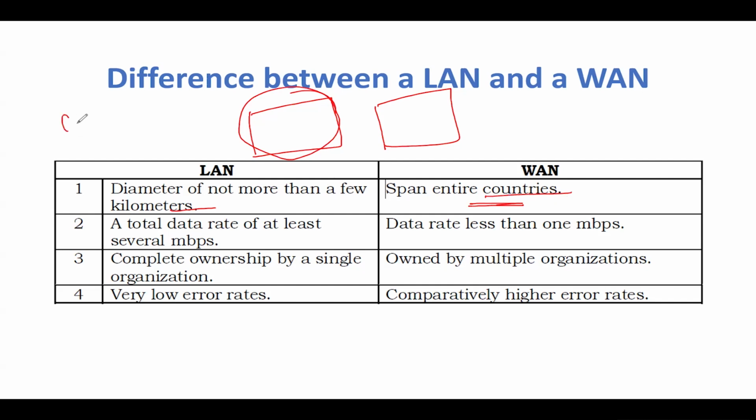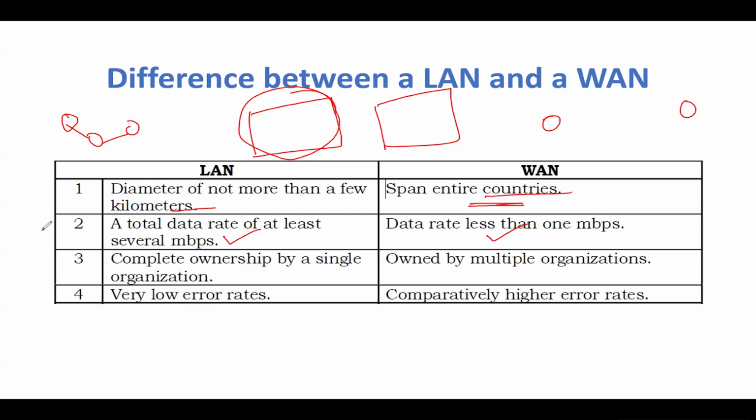Also, in the network, the gap between the nodes will be very small when it comes to LAN, because they are situated in the same building, whereas in WAN they are situated in one state and another state. So the distance between the nodes will vary. The total data rate is at least several. Here, if you see, the LAN has a higher data rate, but it will be less in WAN. That is because of the distance between the nodes. Because the distance between the nodes of a WAN is more, the data rate will be very less compared to LAN.